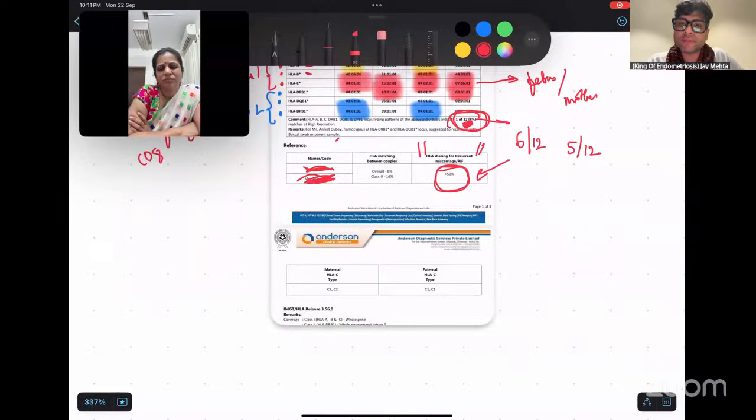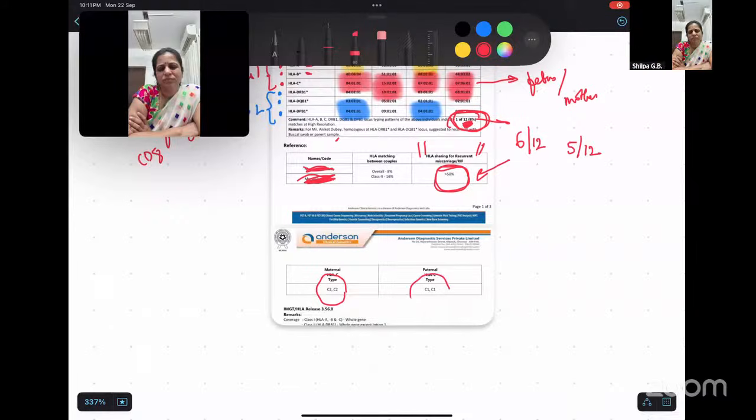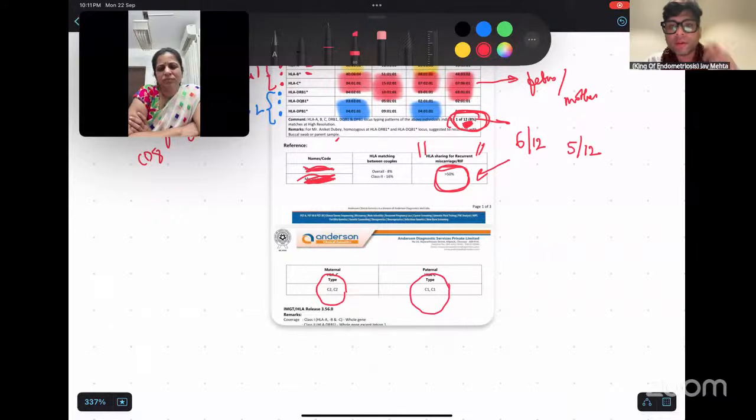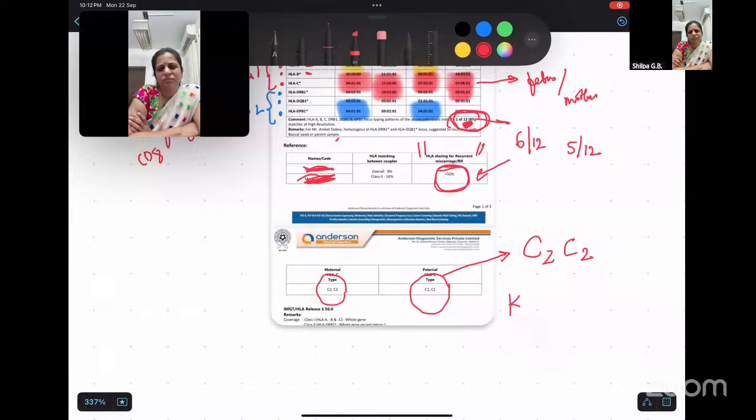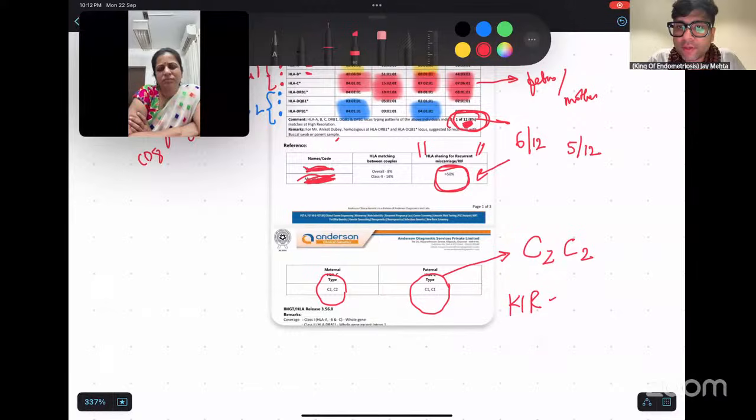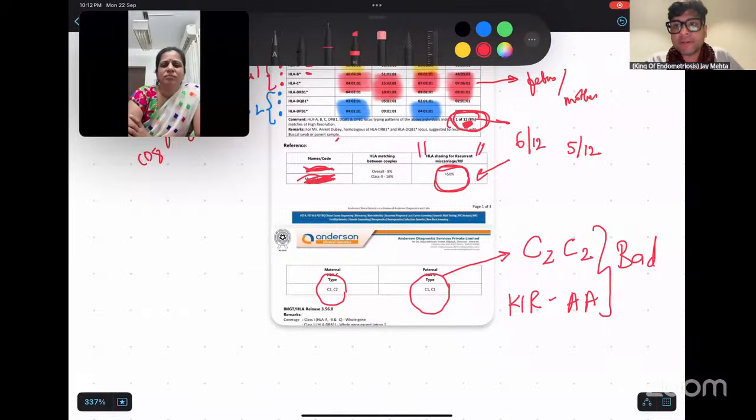Now look at this. Can you see this? Maternal type C2, C2. And look at this paternal type C1, C1. Now remember one thing. When the paternal type is C2, C2, and when there is something called KIR phenotype, which is AA, this is bad. Just one interpretation line: if it is C2, C2 with KIR AA, that means it is bad.